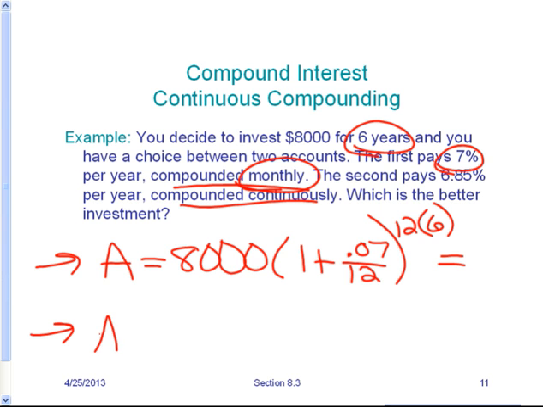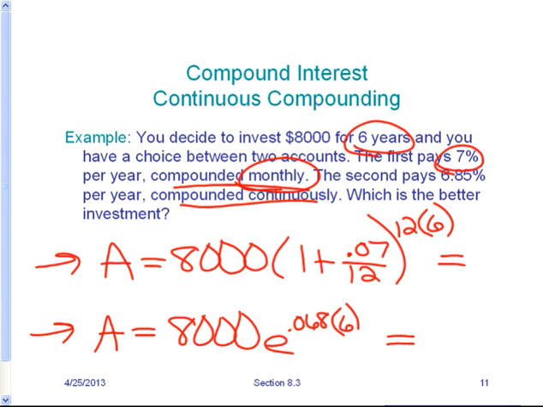The other account, I still have my $8,000 that I'm depositing. I'm going to use e, that's an irrational number, kind of like pi, but a different number obviously, raised to the interest rate, 0.0685 times the number of years, which is 6. And figure out which one gives me more money. Whichever one gives me more money, that's the one I want.